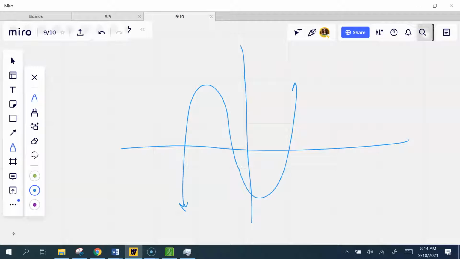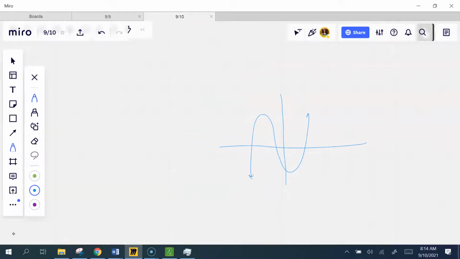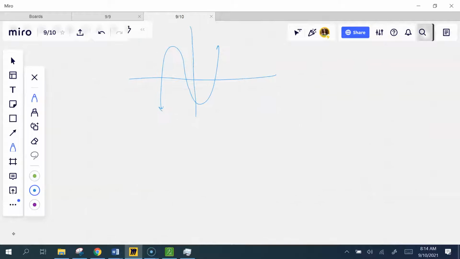It asked you to sketch a graph of the derivative here. So this is f of x, and we want to sketch f prime of x. My x values are still going to be the same. So I'm looking at the slope at specific x values. Does that make sense to you?